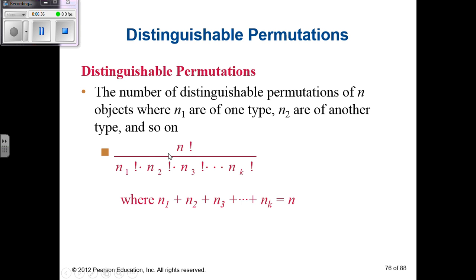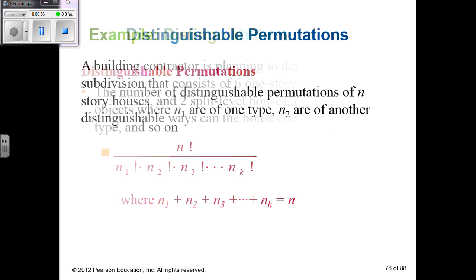So n factorial divided by n1 factorial times n2 factorial times n3 factorial, and so forth, where when you add up n1 plus n2 plus n3 plus so on to nk, they add up to n. This might be a little easier to understand if we look at an example.